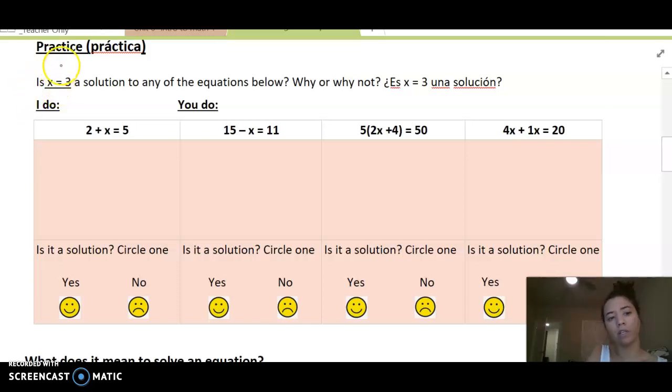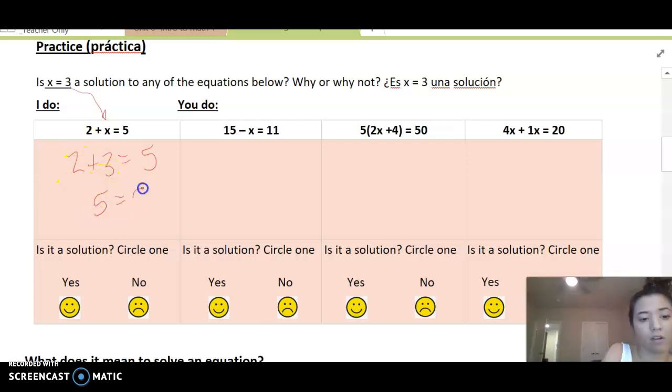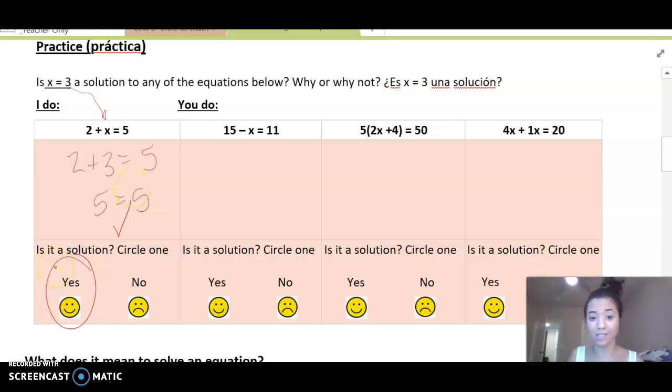I want to know, is x equals 3 a solution to any of the following equations? And then we'll circle yes or no. So is x equals 3? So I'm going to take 3 and I'm going to substitute it in. So again, we just took the 3, plugged it in where x was, and remember when we substitute, it completely replaces the variable. So the number comes in, the letter goes out. 2 plus 3 is 5, and 5 does equal 5. So yes, it's a solution.